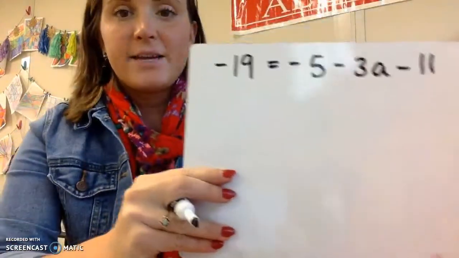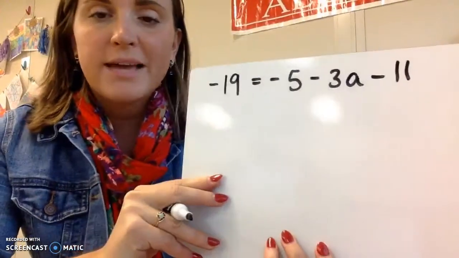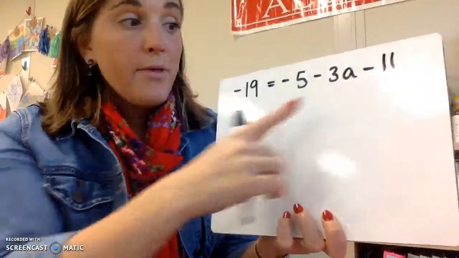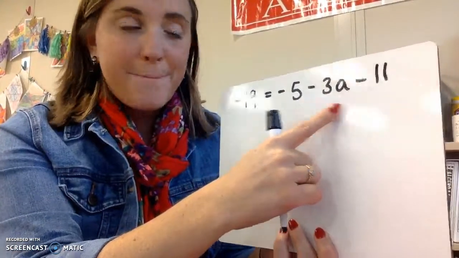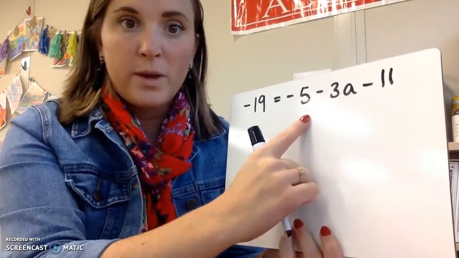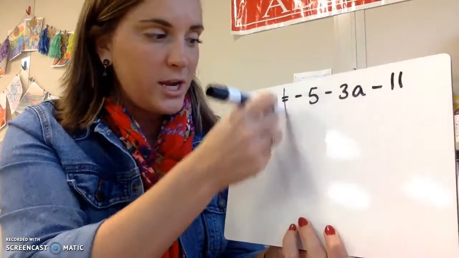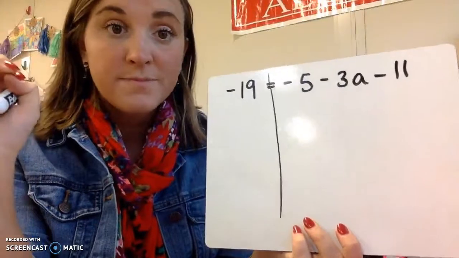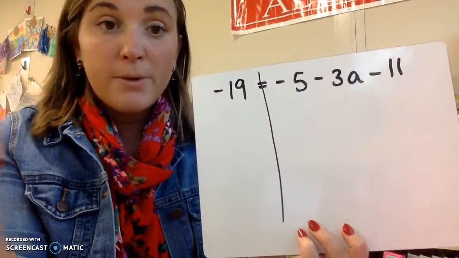So going across to number 2, I've got negative 19 equals negative 5 minus 3a minus 11. I only have one variable, which is great, but I have multiple third wheels hanging out on this side of the equation. And you can consider that negative 19 to be like your home base. So distribute is the first step.